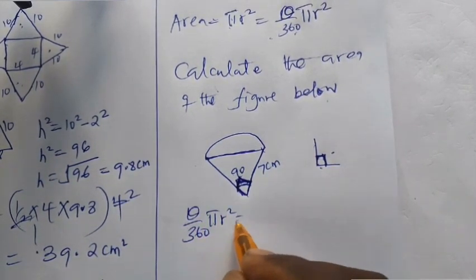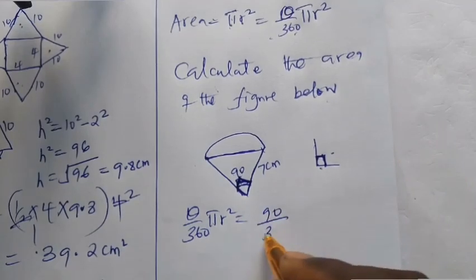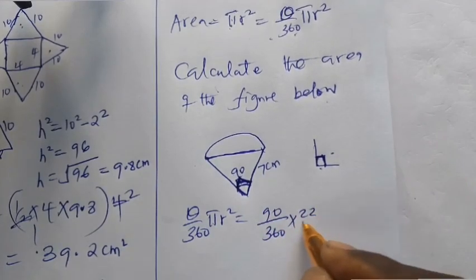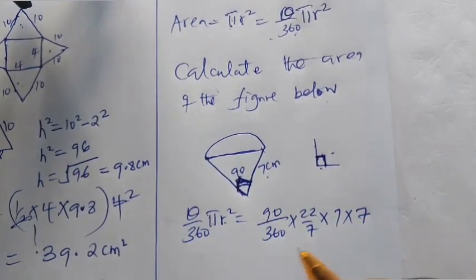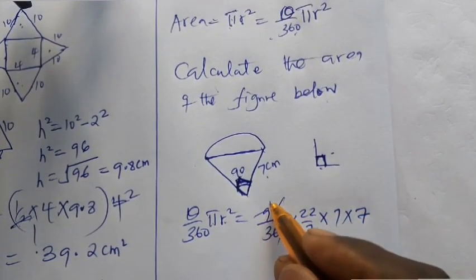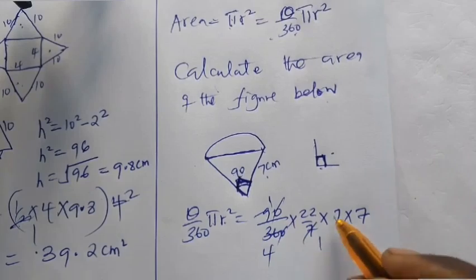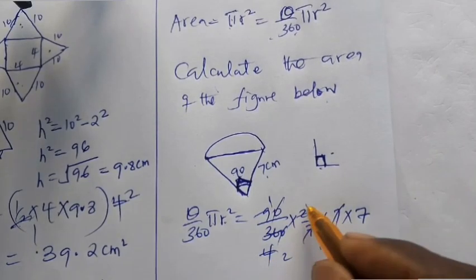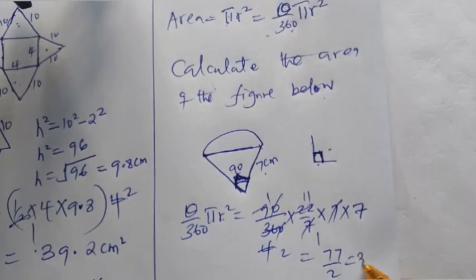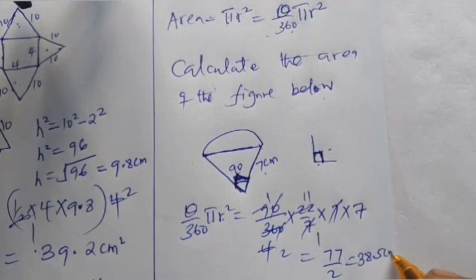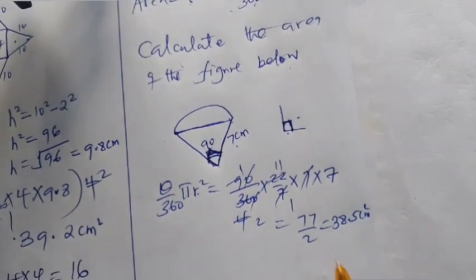90 over 360 times 22 over 7 times radius, 7 times 7. Now you cancel. This goes 1 here, 4. 7, 1, 7, 1. 2, 2, 2, 11. So this one is 77 divided by 2, and that one is 38.5 centimeters square. That is the area for that sector.